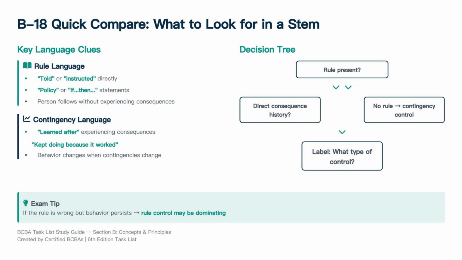In vignettes, rules usually announce themselves with language like told, instructed, policy, or an if-then statement, especially when the person follows it without having contacted the consequence yet. Contingency control shows up when the stem highlights learning after consequences, like kept doing it because it worked, and when behavior shifts as contingencies shift. If the item includes a decision tree vibe, you're essentially labeling the controlling source: rule present or not, and is there a consequence history driving the change?